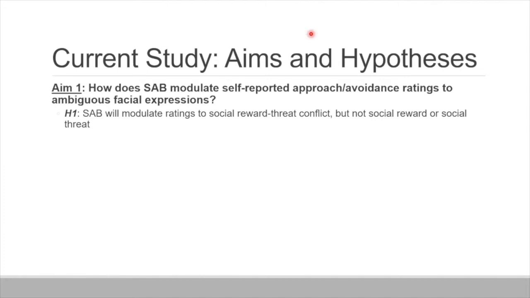But based on prior work on individual differences, it seems like most of the individual differences tend to be in these social reward threat conflict areas, where you have both happiness and anger occurring at the same time. So we thought we were most likely to see social avoidance related differences in those facial expressions, but not necessarily the social reward or the social threat in isolation, when they're just blending with neutral faces.